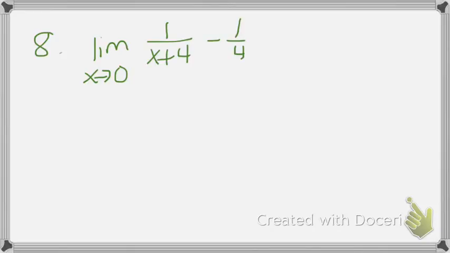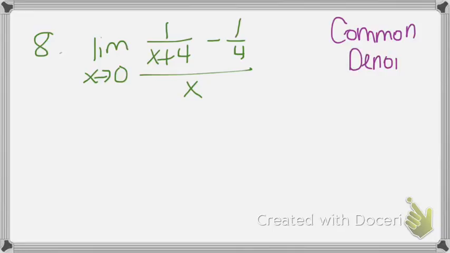Alright, we've got one more method. And let me show it to you first, and then we'll talk about what the process is. Alright, first of all, notice if I plug in a 0 on the very bottom, I have a 0 on the bottom. If I try some other thing, it's not going to work. So this is something called common denominator. And what that means is we're going to get common denominators and then try to simplify from there.